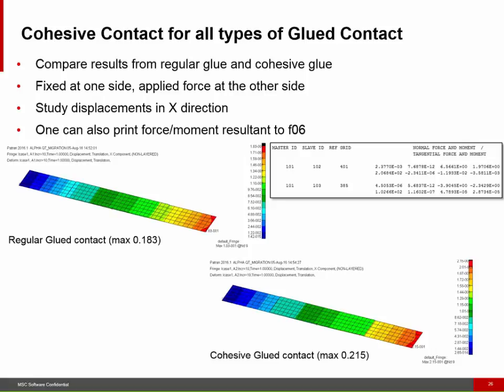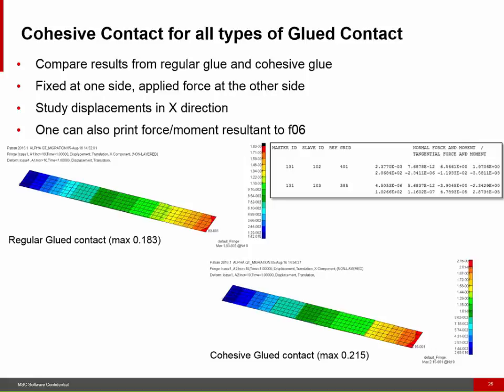Running this simulation and comparing to the regular glue, the model is fixed on one side and then it's just pulled on the other side. And as expected, you will get larger displacements in the axial direction in the model with the cohesive glue stiffness set, because it's significantly lower than the default stiffness from glued contact.